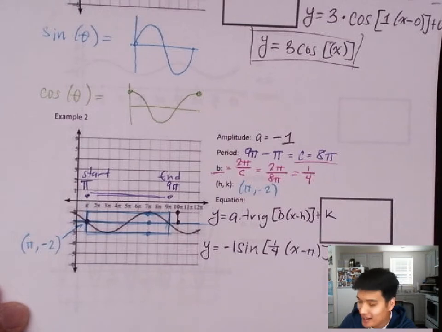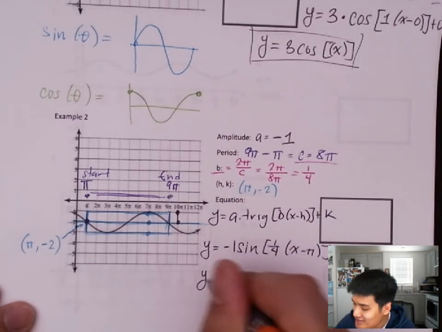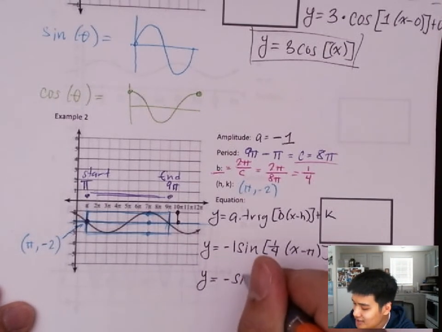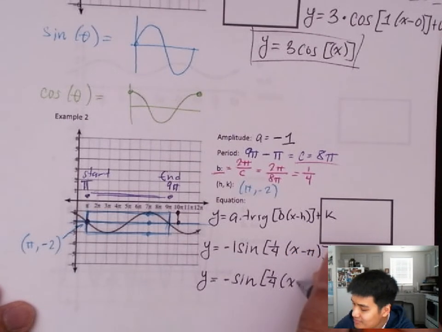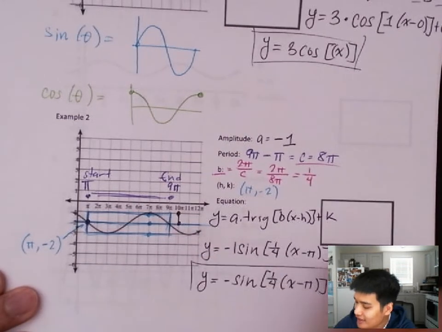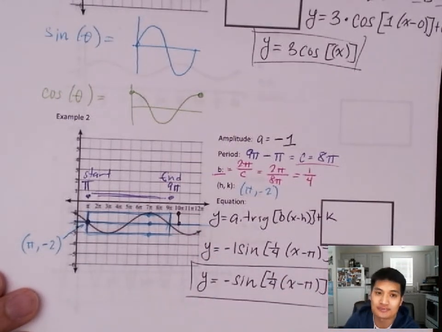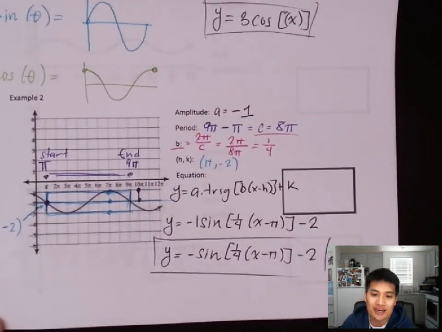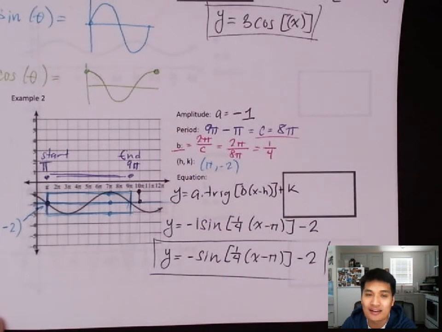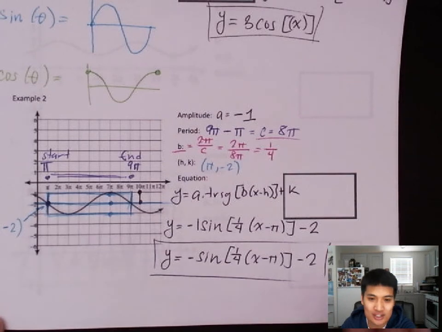So if you want to simplify this a little bit to make it look nicer, we can end up getting negative sine (1/4 x minus pi) minus 2. And that is our final equation. Right? So that, my friends, is how we determine the equation of a given graph of a periodic function or a trig function here. Okay, that's it for today.